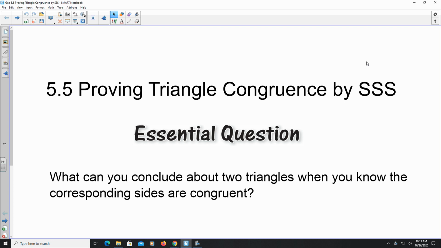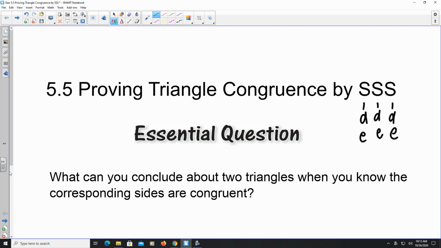In this lesson, we're going to be looking at section 5.5, where we're going to be proving triangles congruent by SSS, or side, side, side. In this section, we are going to be asked to prove triangles are congruent by side, side, side.